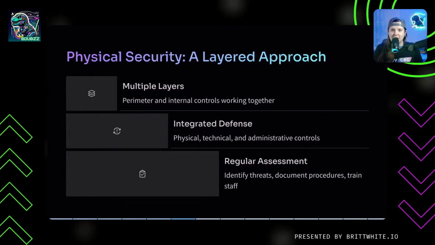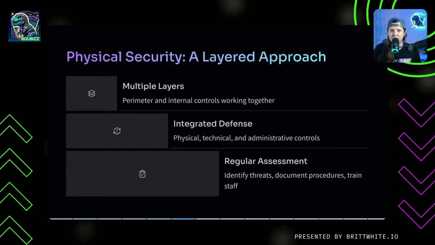It partners with technical controls like encryption and administrative controls like policies to create a robust defense. You also need regular assessments to identify new threats, thorough documentation of procedures, and well-trained staff who understand these controls. While it's not invincible, this layered approach creates a formidable defense when everything works together in harmony.